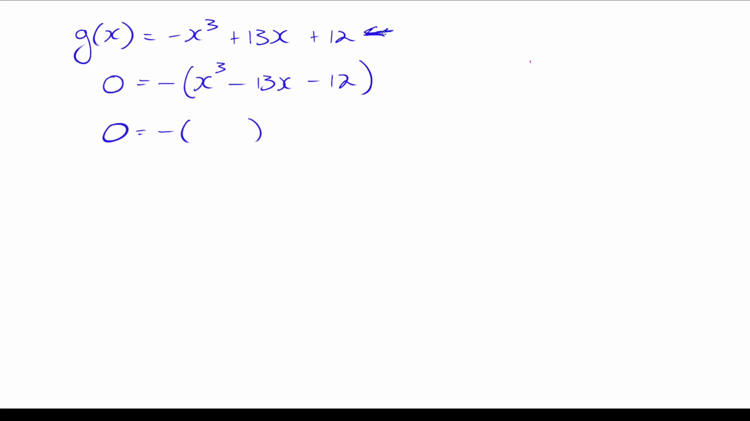Mode, table, and for f of x, we can type in minus alpha x to the power of 3 plus 13 alpha x plus 12. I think that's it. Okay. G of x, we can just skip it. Start by negative 3. End... Now you can choose 3 or 5. Let's choose 3. Step 1. Okay.